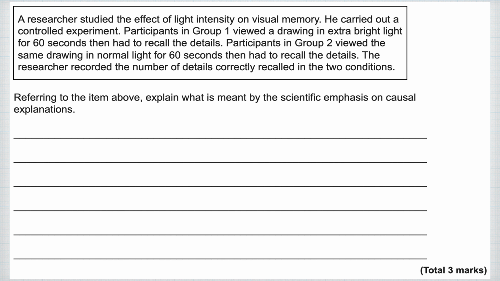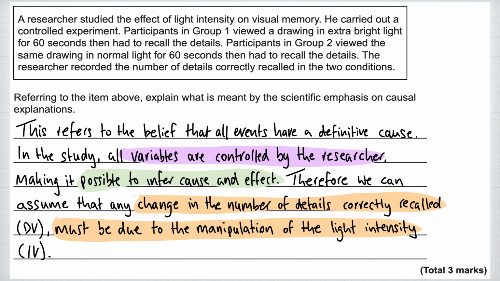So, the question wants you to see that the study being carried out is a controlled study, which means that the researcher can infer cause and effect. So, you could write something like this. Because the researcher is controlling all of his variables, he can assume that the change in the DV was due to the IV, and not due to anything else.